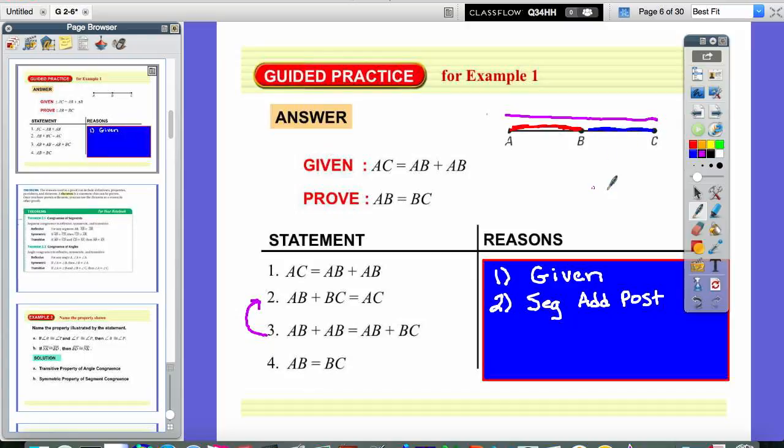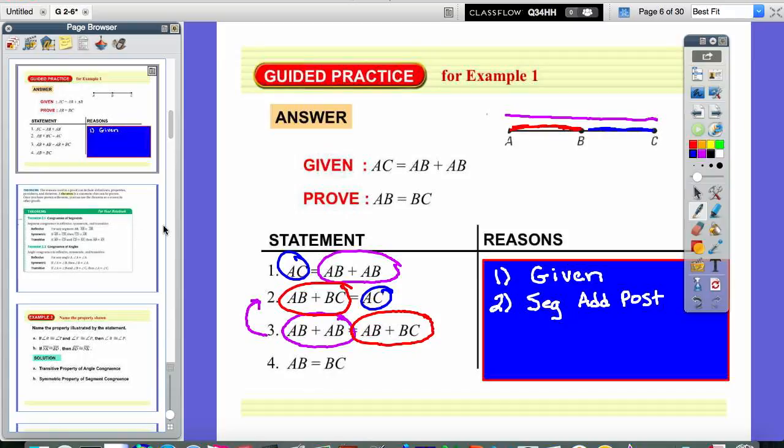What I do see, though, if I look, is AB plus AB, and I see that in the first line given. And then I also see AB plus BC in the second line that we came up with using the segment addition postulate. And I notice that the two other things are AC and AC. So I have a number of things here that are all equal to each other.